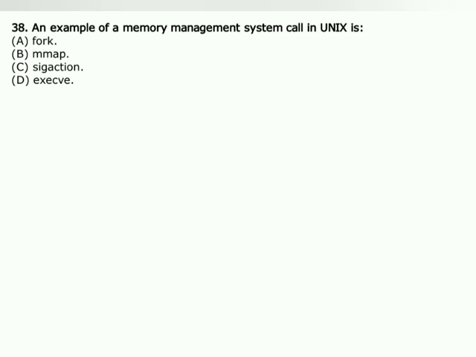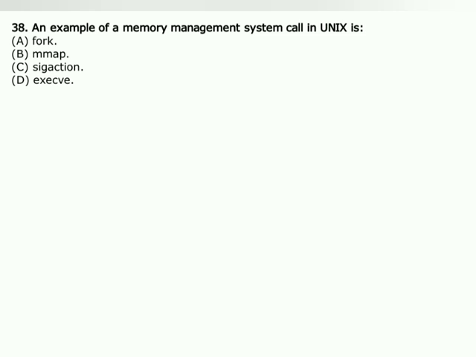An example of a memory management system call in Unix is... mmap is the memory management system call in Unix. mmap is a POSIX compliant Unix system call that maps files or devices into memory. It is a method of memory mapped file input output. It naturally implements demand paging because file contents are not read from disk initially and do not use physical RAM at all.